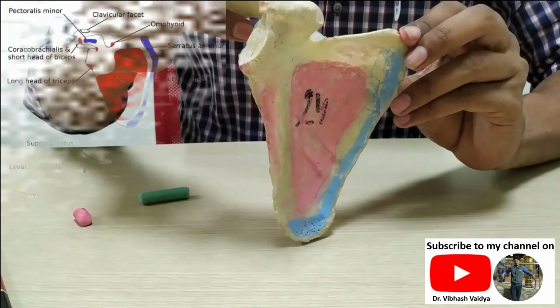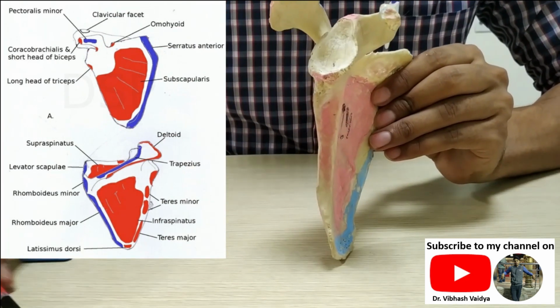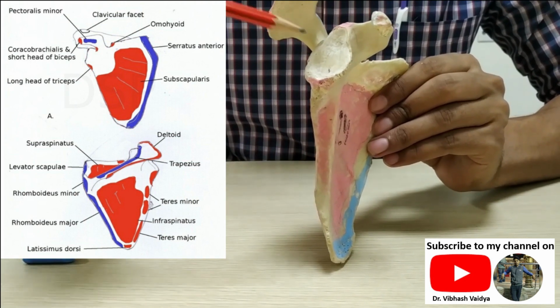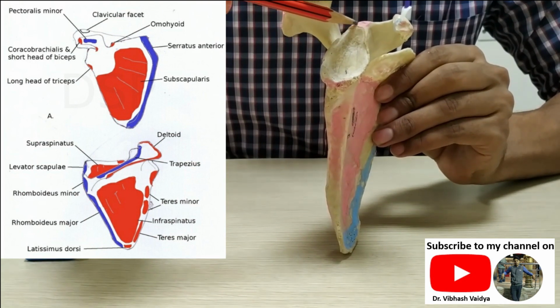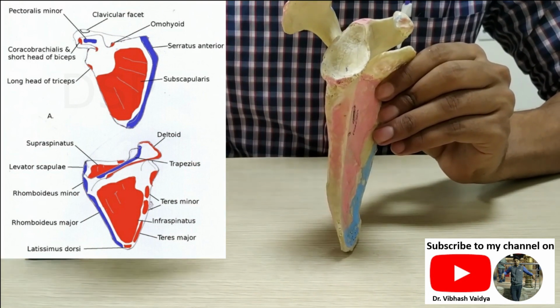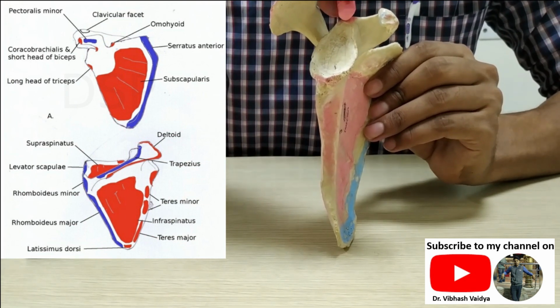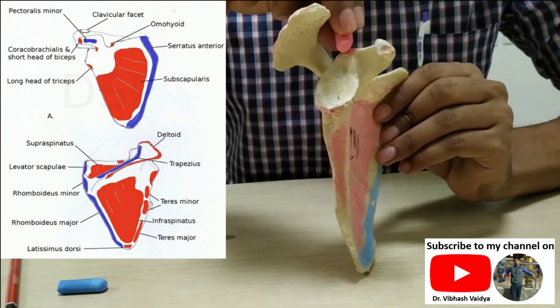Then the long head of the biceps, which arises from the supraglenoid tubercle. So this is called the glenoid cavity. Above the glenoid cavity, here you can see a bony elevation. This elevation is called the supraglenoid tubercle. So over this supraglenoid tubercle, we have the origin of the long head of the biceps brachii muscle.